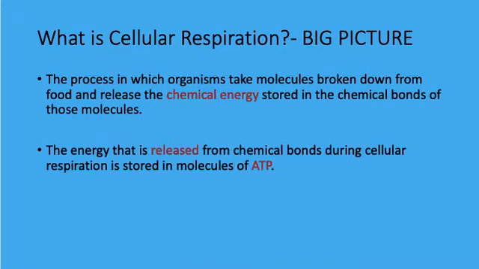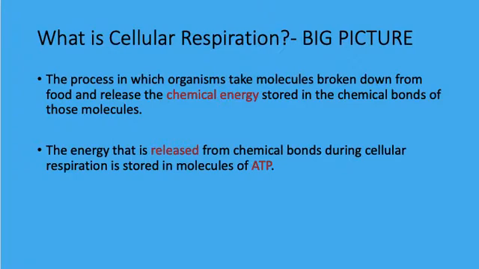It's basically a process by which organisms take molecules that get broken down from food and they release the chemical energy that is stored in those bonds into more usable energy for the cell. And the energy that gets released from those chemical bonds during cellular respiration is stored in these molecules called ATP. And we know that ATP is used for a form of energy in lots and lots of different processes, which we're going to see in a second, right?